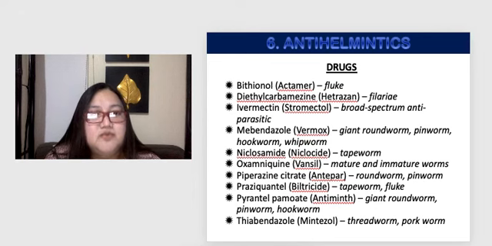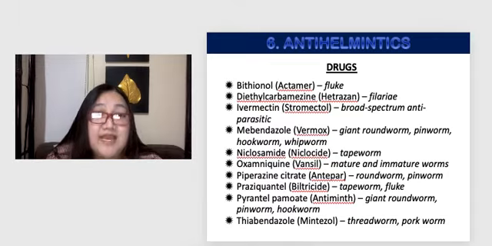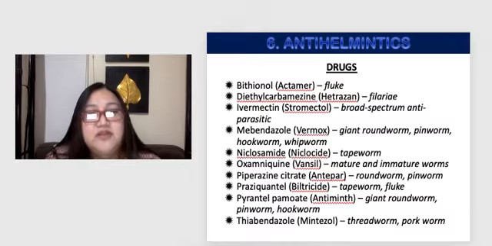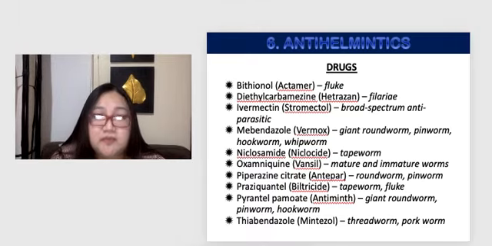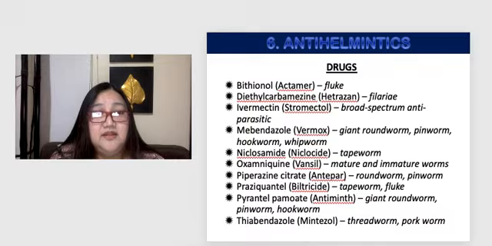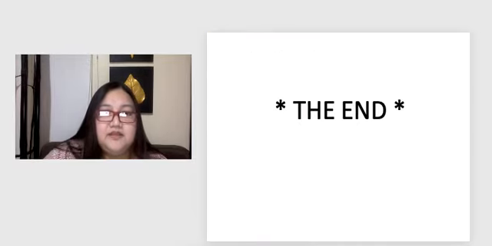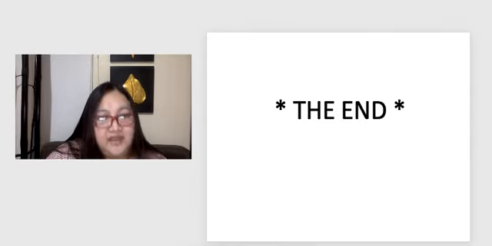But again, most important kapag may mga patient na may ganito is hygiene, hand washing, and treating all the family members, because most probably, if one is infected, another is infected too. Okay? That's the end of the topic for the midterms part, no? For topic 5 on anti-infectives. So study well for your upcoming midterm examination.